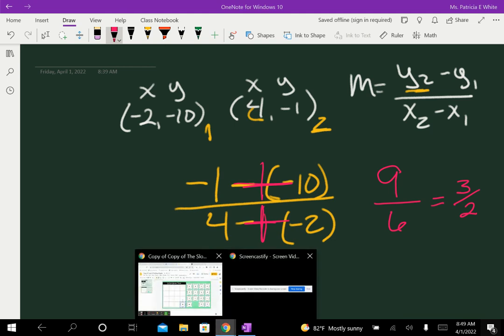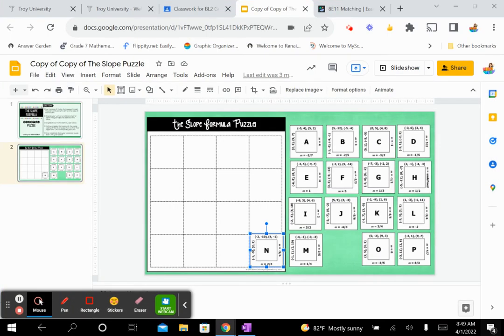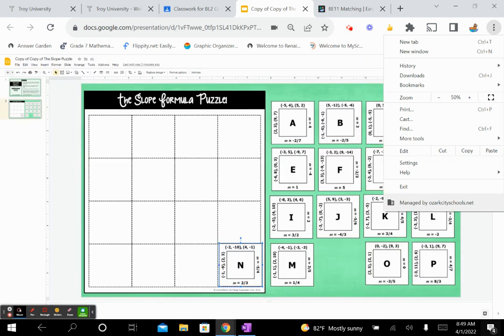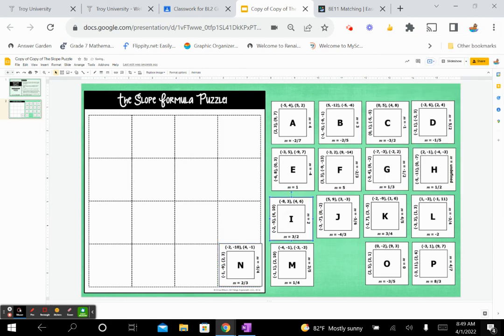That is this problem right here. So negative 2, negative 10, 4, negative 1, the slope was 3 over 2. So here's my answer on this box right here. I've got to take this box and slide it over on top so that the answer and the problem are right next to each other. Okay. All right, I'm going to do this one, -1, -9, and 2, 3.